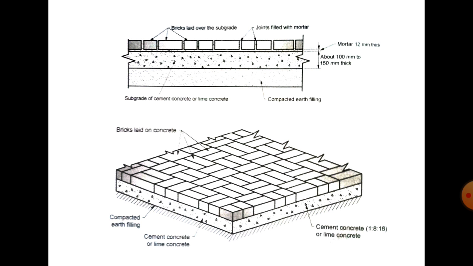Above the cement or lime concrete, a 12 mm thick mortar is placed, and then the brick is laid over the subgrade, and all the joints of the brick are filled with mortar. The mortar proportion is 1:6. We take a cement mortar proportion of 1:6 for filling the joints of the bricks.